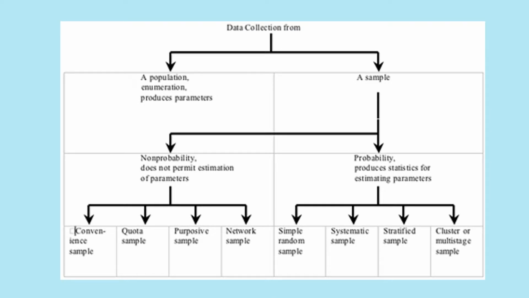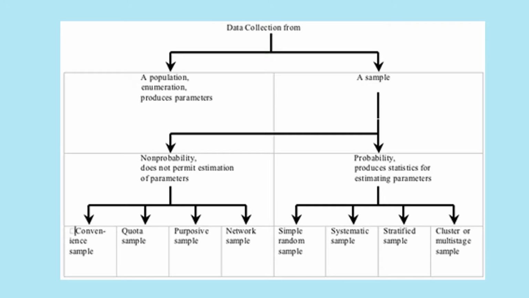This chart may shed a little bit of light on what we just spoke about. Looking at the chart, to one side we have a population, which produces parameters, and then we have a sample, which opens it up. Within our sample, we drop down, we have probability and non-probability, and how we collect our data from the population or the sample.